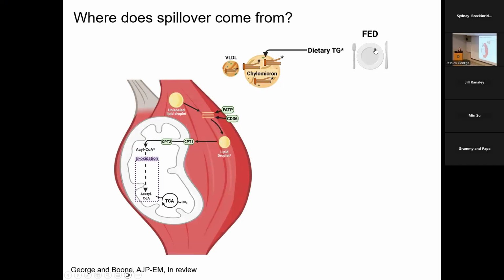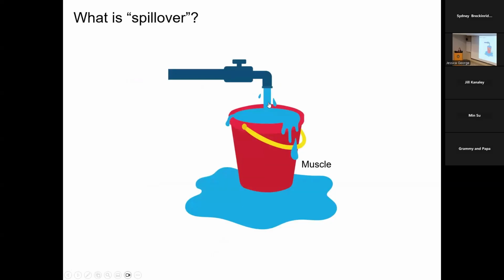So after a meal in the fed state, the fat that we've just consumed is packaged and transported on chylomicrons. Here, the asterisks represent the labeled fatty acids from the meal isotope. Chylomicrons and VLDL interact with lipoprotein lipase, or LPL, to release free fatty acids. This bucket represents spillover. Spillover is the balance between the rates of chylomicron lipolysis, or LPL-mediated lipolysis, and uptake into tissues. Spillover occurs when the rate of lipolysis exceeds the rate of uptake into peripheral tissues.